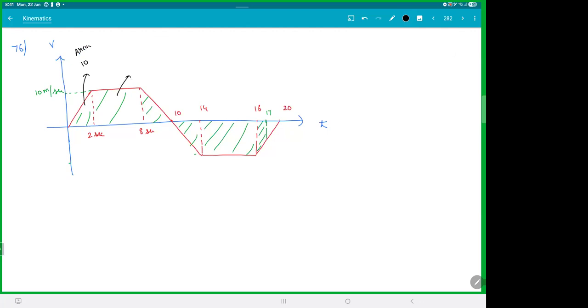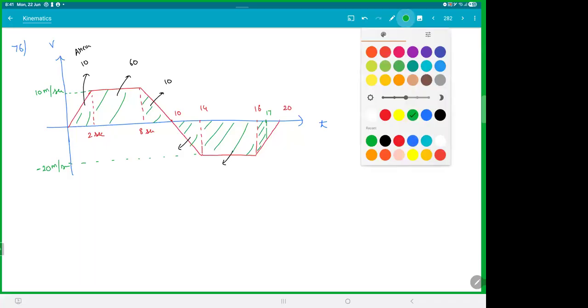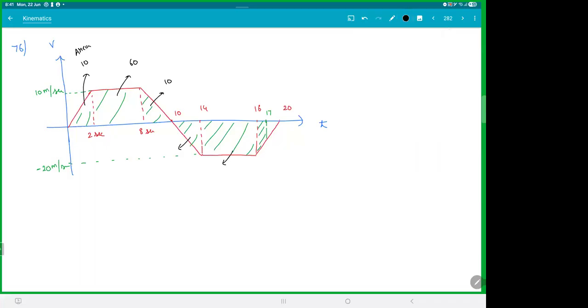This area is 8 minus 2, 6 into 2, 60. This area is 10. This area is minus 10. This area is, yeah, this is not minus 10. This is minus 20, right? That would be half into 480. This is minus 40. Yeah, this is 20 into 2. This is also minus 40.